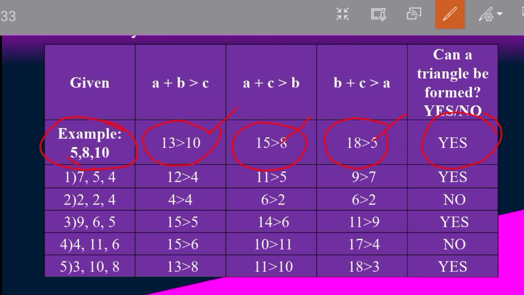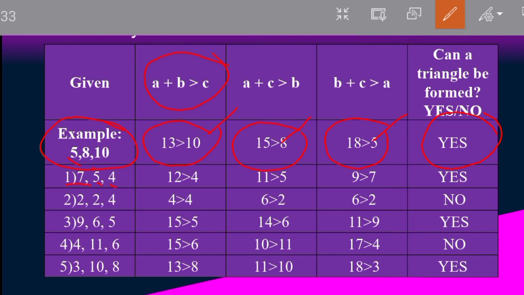This time, let us explain some of the items. Let's try to explain number 1, 7, 5, and 4.